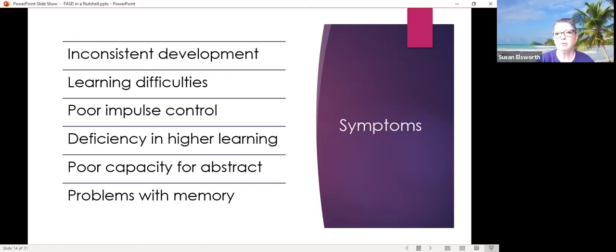Deficiency in higher learning. Here we're talking about when we get to the stage of double-digit addition, subtraction, the memorization of facts. When we talk about studying words and their meanings, things that they can't put their hands on, this becomes an issue. We see some gaps here that start to widen between them and their peers.